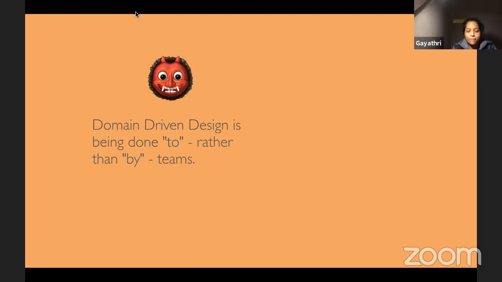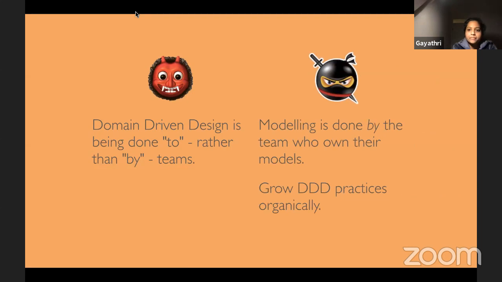And to combat this, the modeling needs to be done by the team, and the team needs to own the models as well. It's important that these DDD practices are grown organically, even if it takes time for the teams to buy into these concepts. This needs to be organic and needs to come from the team.